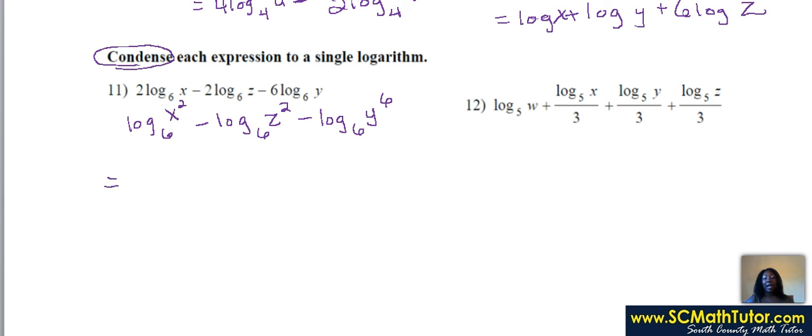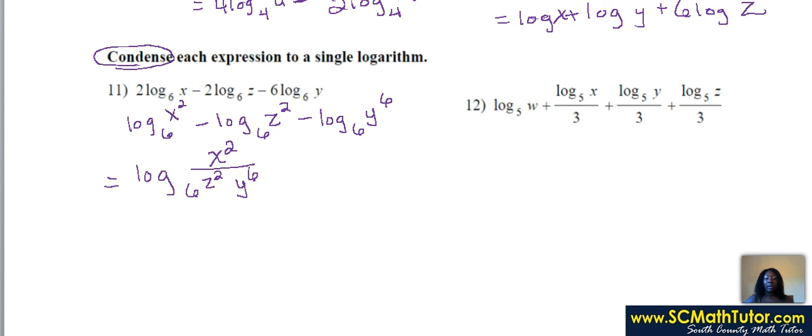Okay, so it still has 3 separate logs. To condense it, your goal is to make sure all of it comes together into one log. Now, it's all being subtracted, so you want to do log base 6. Subtraction becomes division. So this is x squared divided by z squared and divided again by y to the 6th. So it's log base 6 of x squared over z squared y to the 6th. Okay?